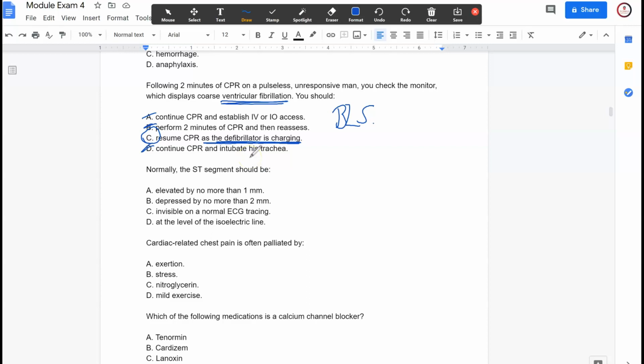Normally, the ST segment should be, and this is another one of those basic knowledge kind of ideas.